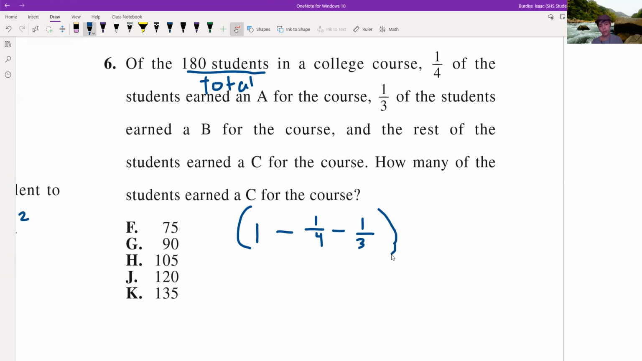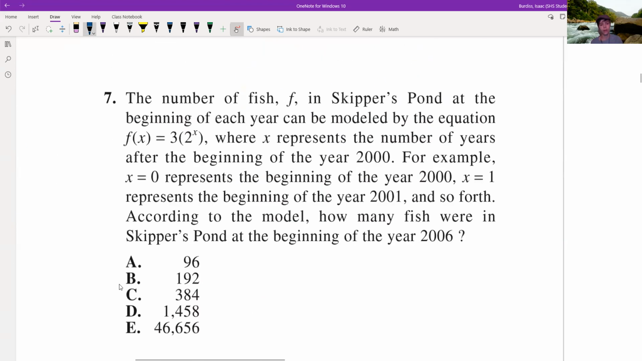And when you do that fraction, then you need to multiply it by 180, because that just tells you the fraction of the students that got a C. So you have to multiply it by 180 to get the actual number, not just the fraction. And that would give you 75 once you did that.